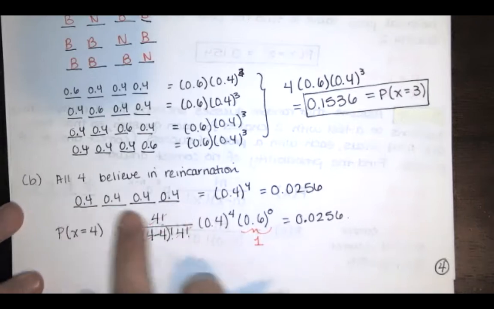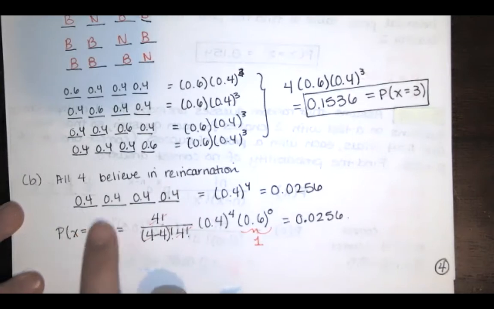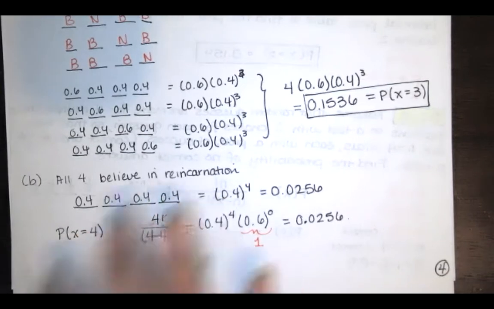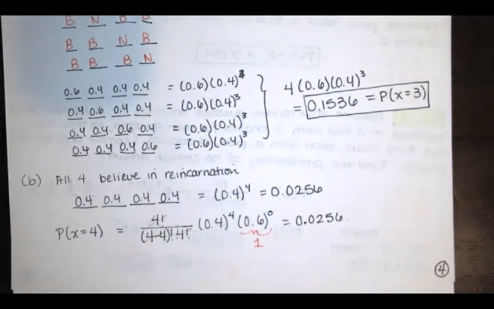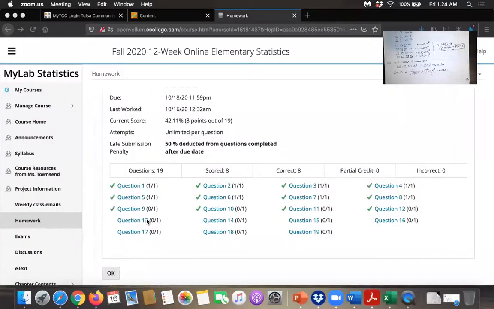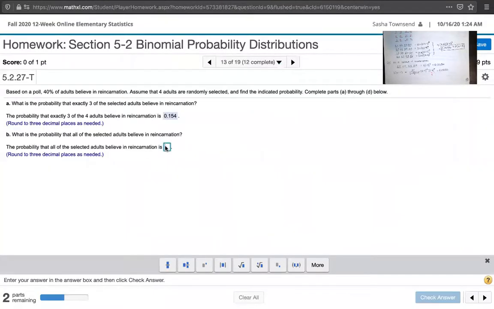And if we want the probability associated with that one way, we just take the probability that the first one's a believer and multiply by the probability that the second one is a believer in reincarnation, and so on until we get that number. So let's go back to our homework. And we want to round to 1 or 3 decimal places as needed. So that's going to round to 0.026.